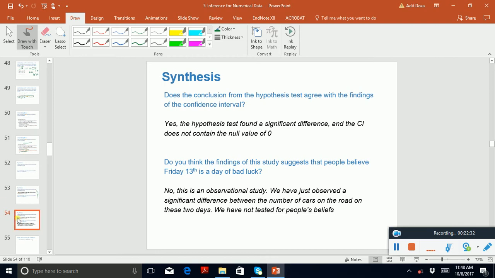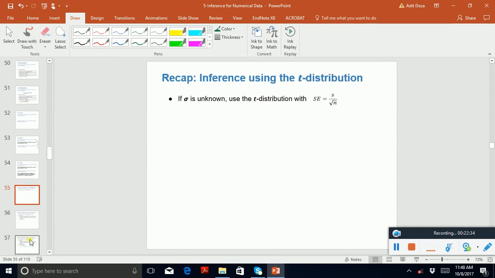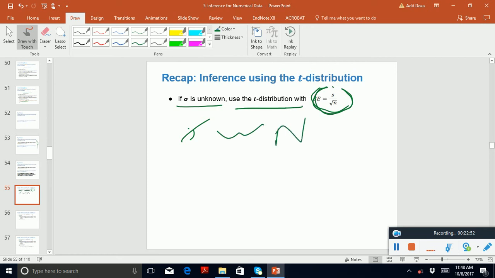So let's see. This is the formula for the standard error. Most of you know that. When sigma is unknown, only then do we use the t distribution. If it is known, we usually use the normal. When sigma is known, we use normal.